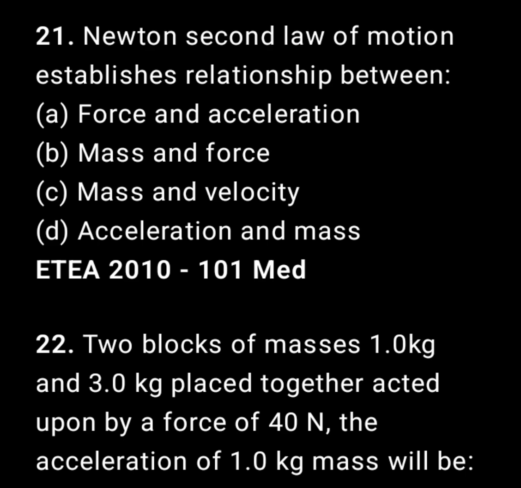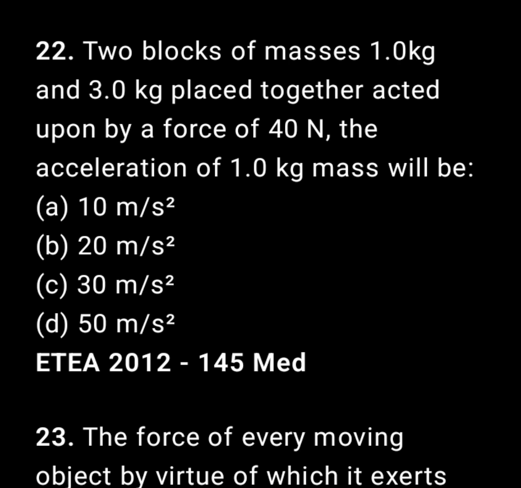ETA 2010-101 Med. 22. Two blocks of masses 1.0 kilograms and 3.0 kilograms placed together acted upon by a force of 40 N, the acceleration of 1.0 kilograms mass will be A. 10 meters per square second. B. 20 meters per square second. C. 30 meters per square second. D. 50 meters per square second.